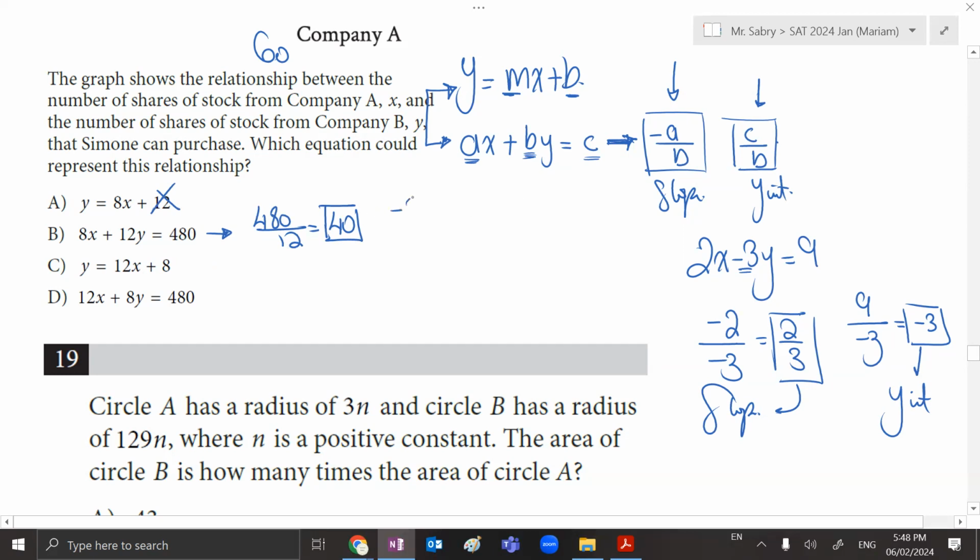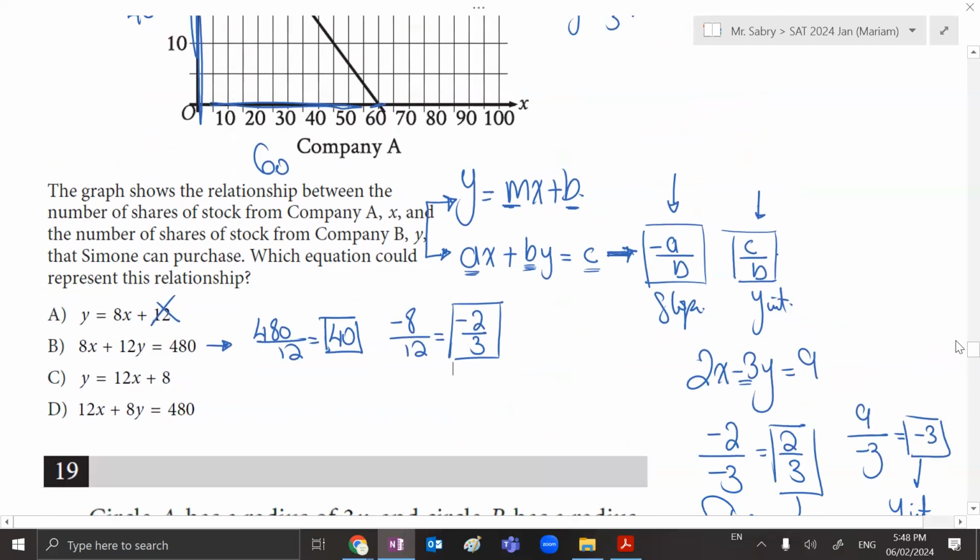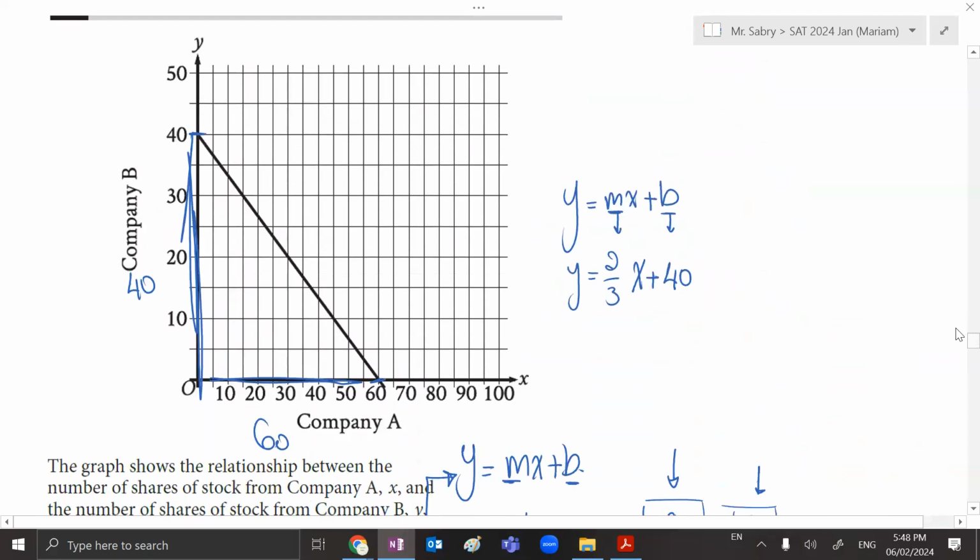Negative 8 over 12. Perfect, which on a calculator would become negative 2 over 3. So is the slope negative 2 over 3? Yes. No. Actually, yes, because when we calculated, we didn't consider that it's going downwards. Exactly. We didn't consider that this is negative 40.